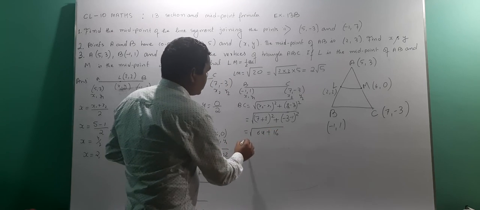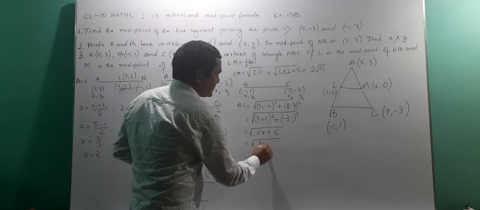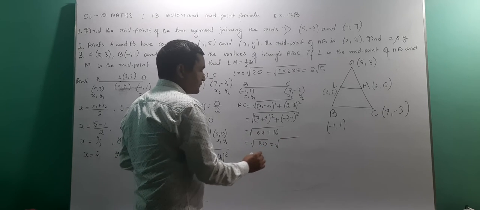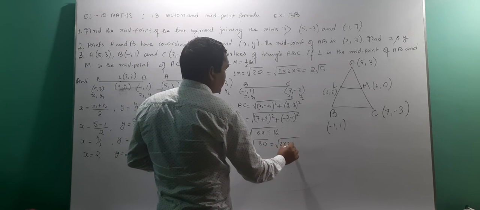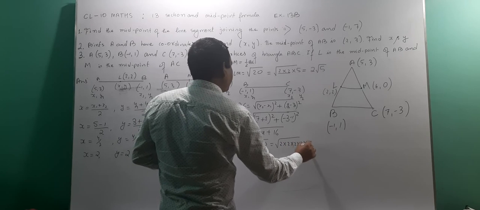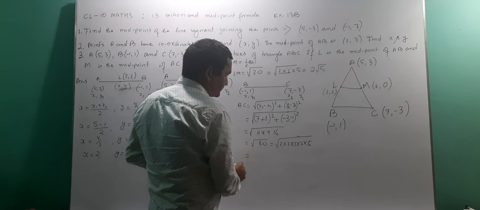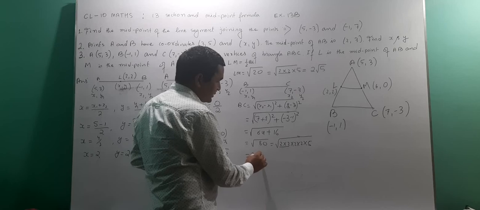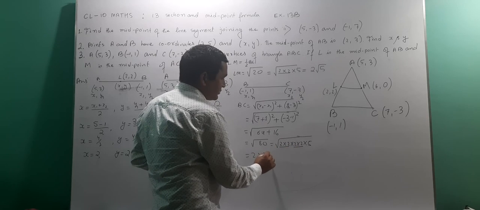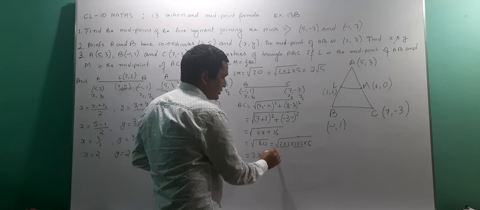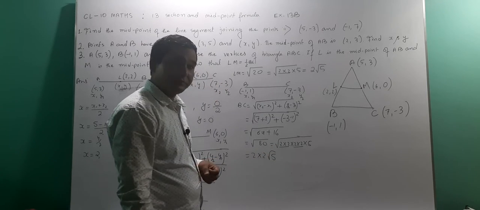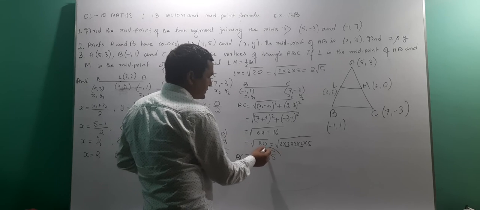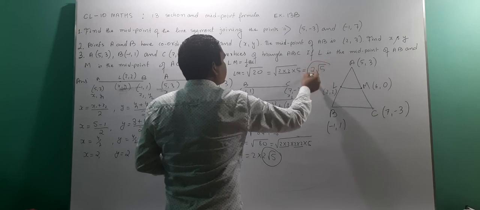Now this is 80. Then the factors of 80 are 2 multiply 2 multiply 2 multiply 2 multiply 5. Now out of a pair of factors, one will come out of the square root, then another pair of factors, again 2 comes out, then there is no pair, so 5 remains under the root. Now look at here, this is BC. Look at here, this value and this value are the same.